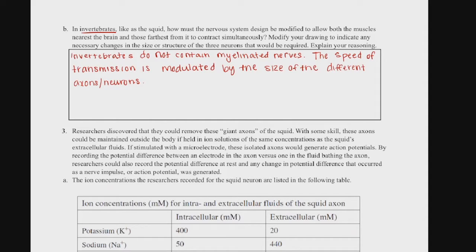And so that's why we saw that neuron that was traveling the furthest to the end of the squid. That was actually the thickest, because the increase of diameter will increase the rate of that action potential, or that impulse, which is what we want. We want it to be fast. We don't want it to be slow.